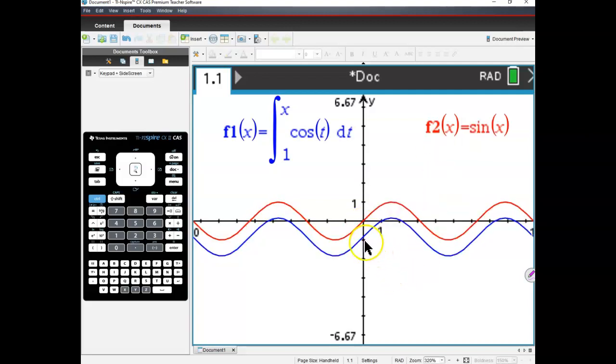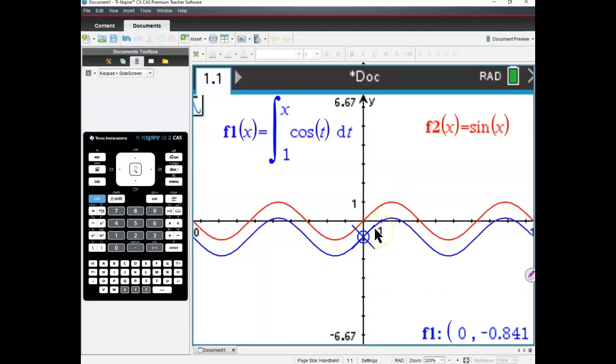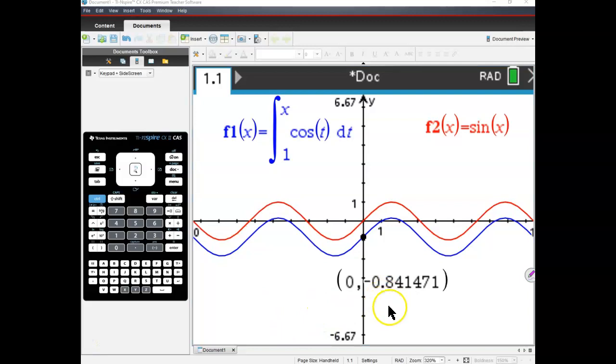So what is that c value? Well, that c value is right here. Well, how am I going to find that? Well, I'm going to use my trace to find that, and I'm going to trace the graph, and I'm going to hit 0. So I can see right there, I can see that shift value is negative 0.841, and I really would like some more decimals, and so I'm going to hit pause and I'm going to get more decimals on there for it. Okay, so all I did was get some more decimals in there.